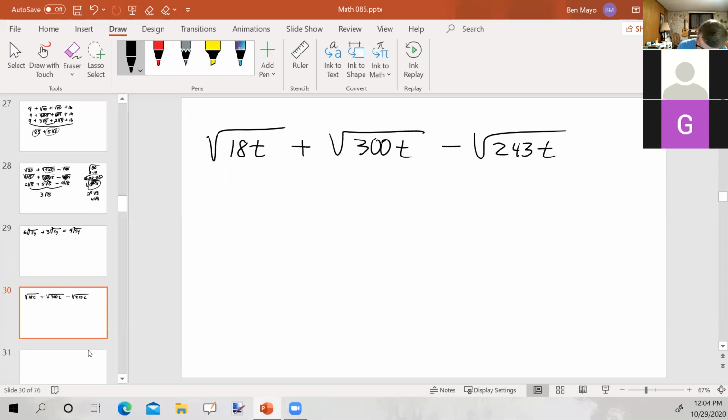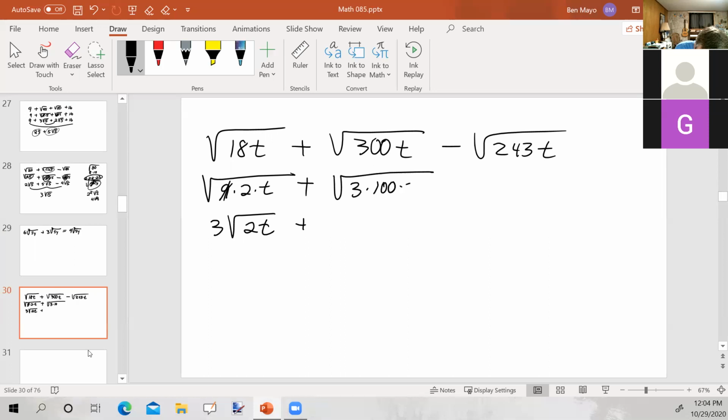All right, so 18, I'm going to go 9 times 2 times t because 9 is a perfect square. So this gives me 3 square roots of 2t. Okay, so far? Yes. All right, 300 would be 3 times 100 times t. Why did I break it off that way? Because 100 is a square. This would be 10 square roots of 3t. Oh, look, already we don't have a match, do we?